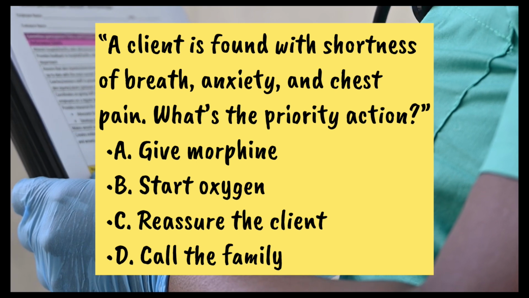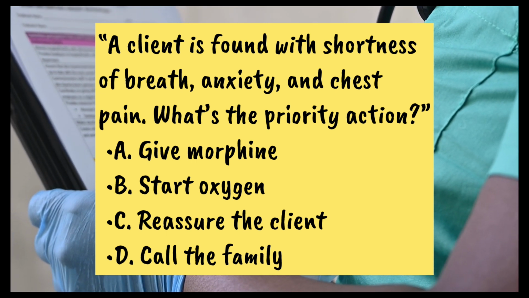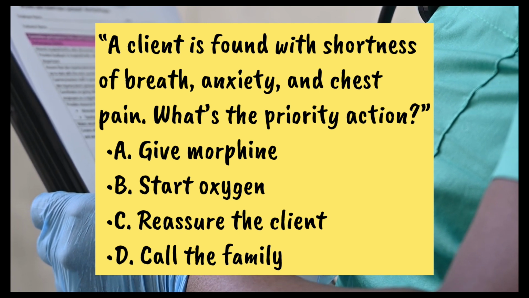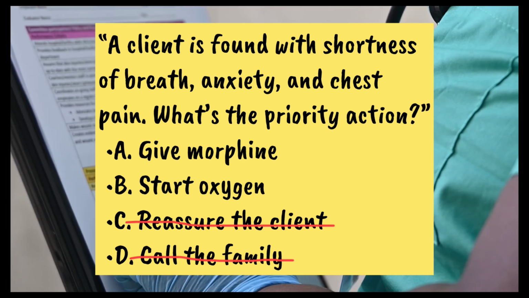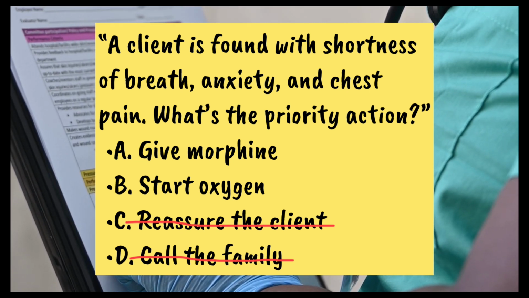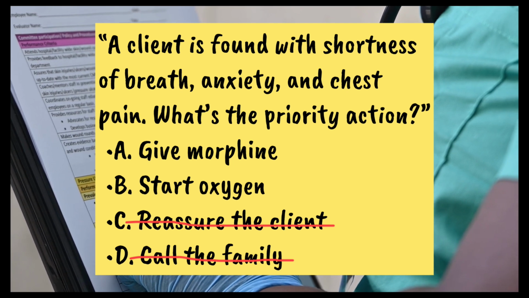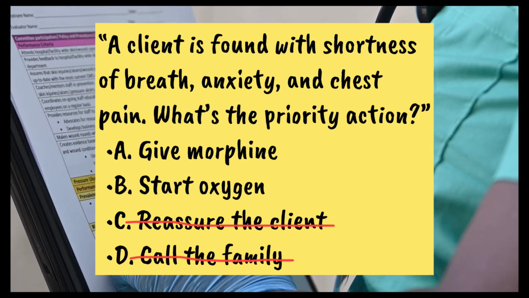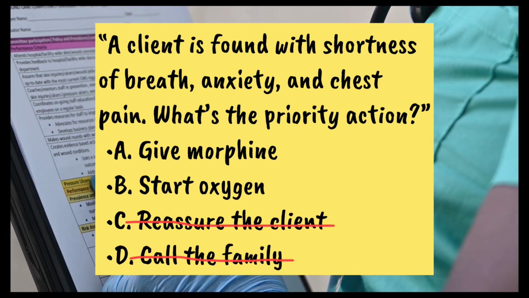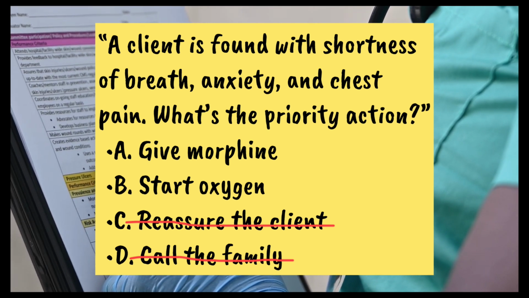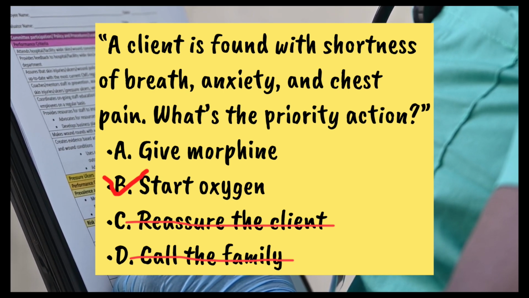So in this question, we will use the elimination strategy. We will cut out reassure the client, and call the family, because those are not the priority action. The priority action is that the patient is having shortness of breath. So we either give morphine to the patient or start oxygen. In the ABC, we give airway and oxygen to a patient. So the correct answer is B. Pain and anxiety come later.